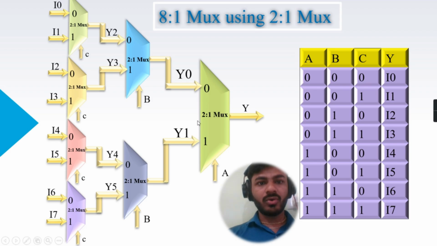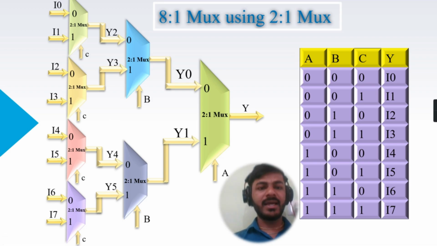If A is equal to 0, B is equal to 1 and C is equal to 0, then I2 will be routed to the Y. Here you can see A is equal to 0, B is equal to 1, C is equal to 0, I2 is routing to the output Y. If A is equal to 0, B is equal to 1 and C is equal to 1, then I3 will be routed to the Y. Similarly, if A is equal to 1 and B is equal to 0 and C is equal to again 0, then I4 will be routed to the output Y. So this is how we can implement 8 is to 1 mux by using 2 is to 1 muxes.